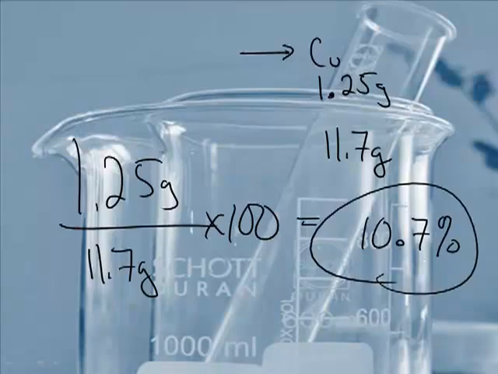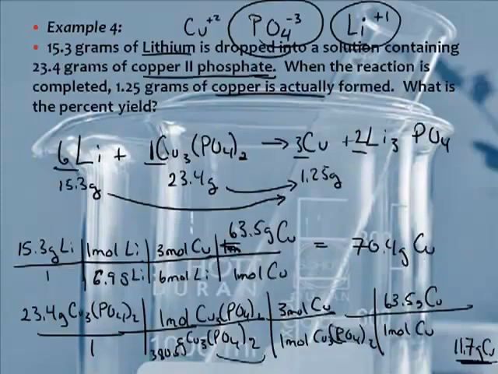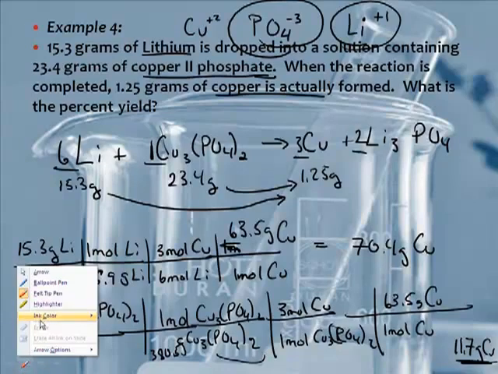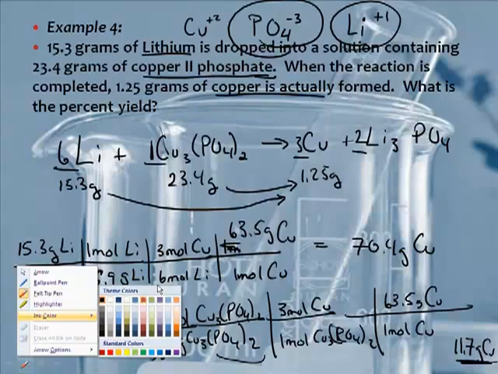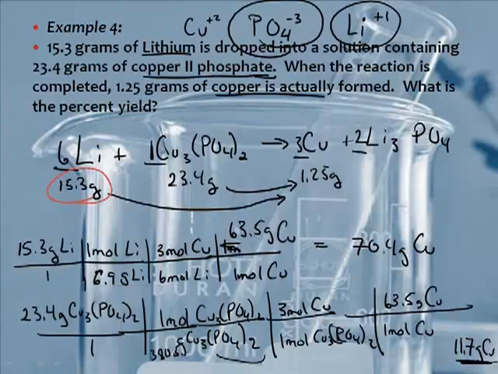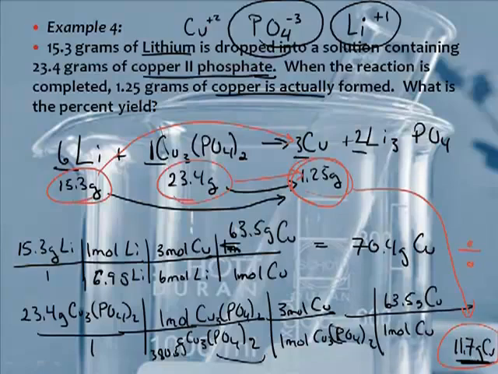Okay, so if you can do these two problems, let's go back and do a quick review. Let me change the color of the pen to red so it highlights better. You convert the grams of the reactant to the grams of the product. If you've got two reactants, you have to do both. Take the lowest one, which turned out to be the 11.7. Then you take the amount that you actually got, divide it by the amount you expected, and multiply by 100. That's how you do percent yield problems. Good? All right, we'll see you in class.